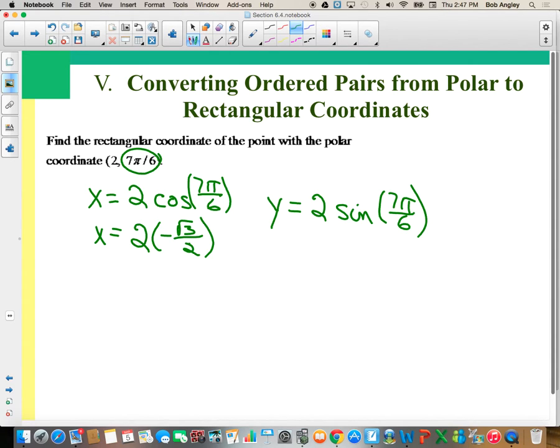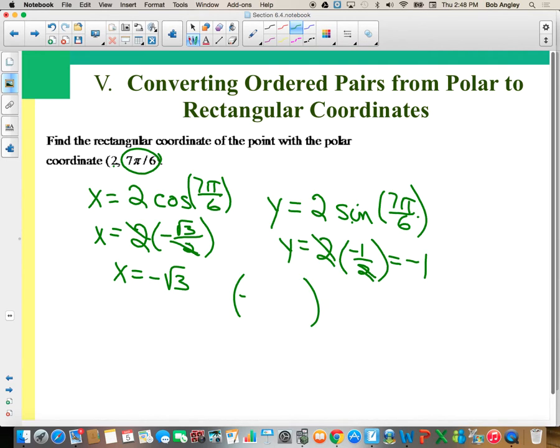Now the 2's cancel, and so the x is negative square root of 3. Okay, now with the y's here, this will be 2, and then what's the sine at 7 pi over 6? Negative 1/2, and the 2's will cancel again. I'll get negative 1. So in polar coordinates, if we have this 2, 7 pi over 6, then that will be at the same place that negative square root of 3, negative 1 would be, with negative 1 as the y coordinate.